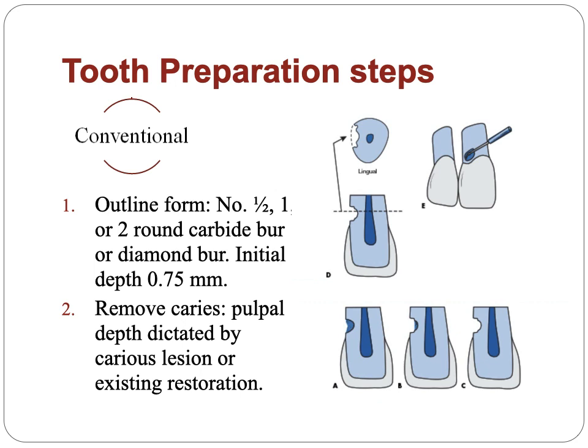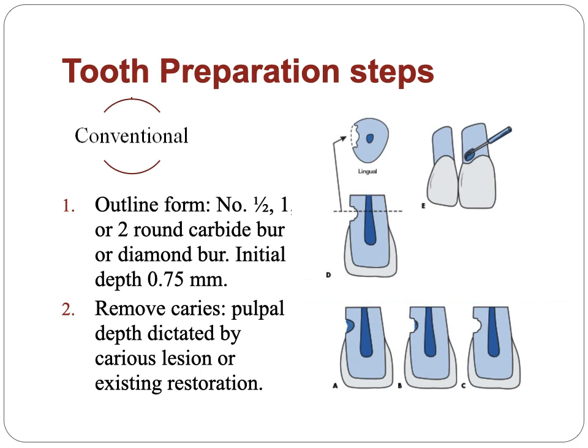And after we make our outline, we should remove the caries. The axial depth of caries is dictated by the caries lesion itself and the existing restorations. So those are the steps, if you remember, when we speak about principles of cavity preparation. Usually we have 6 principles of cavity preparation. We start with the outline, removal of caries, retention, resistance, convenience form, and then finishing. So we will speak about each step one by one.